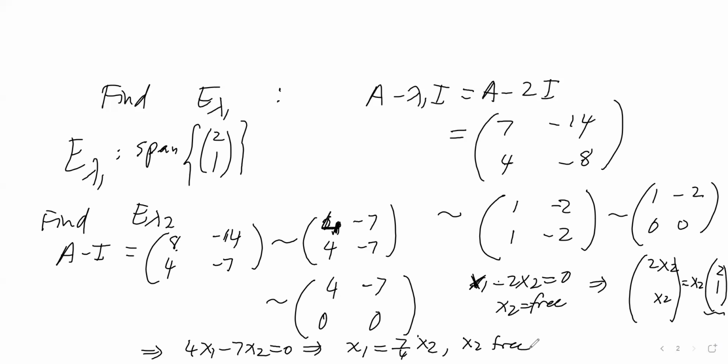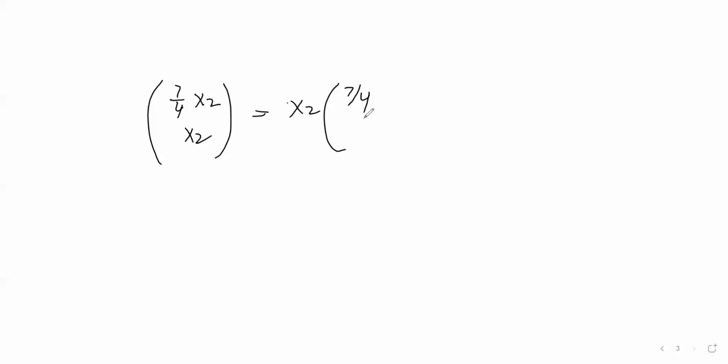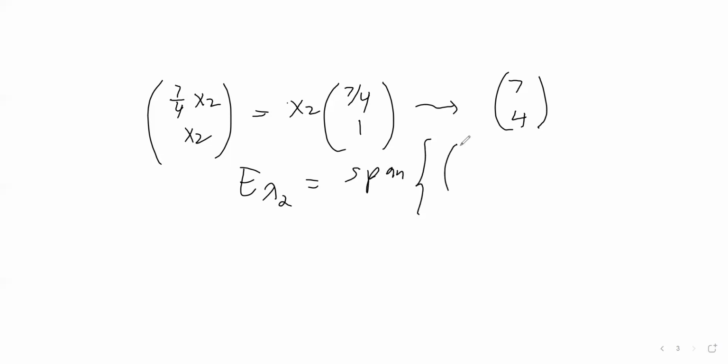So now the second eigenvector is going to be 7 over 4 x2 times x2, and you can write this as x2 times (7 over 4, 1). You can multiply this by 4, so it can be written like this too: 7 and 4. It can also be written like this. So then the eigenspace corresponding to lambda 2 is the span of this vector. Okay, this is going to be the eigenvector basically.